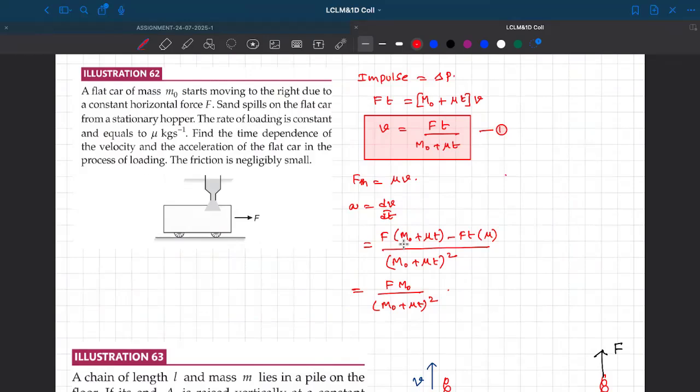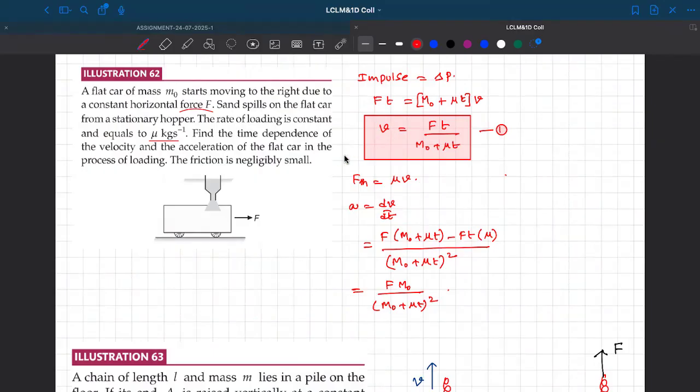A flat car of mass m naught starts moving to the right due to a constant force F. Sand spills on the flat car from a stationary hopper. The rate of loading is constant and it is equal to mu kg per second. Find the time dependence of the velocity and acceleration of the flat car. Okay, in the process of loading, friction is negligibly small.